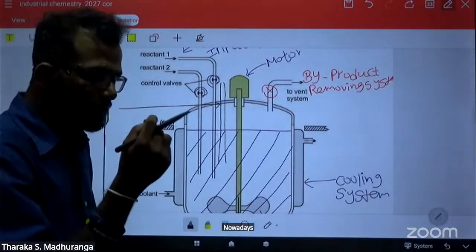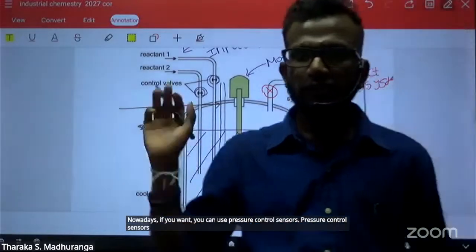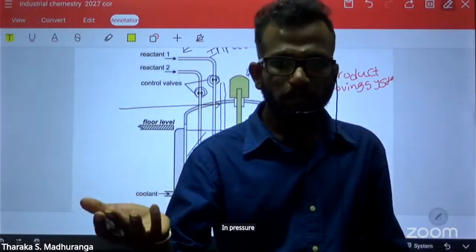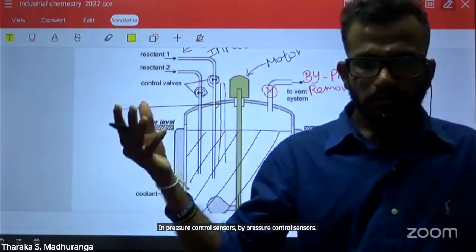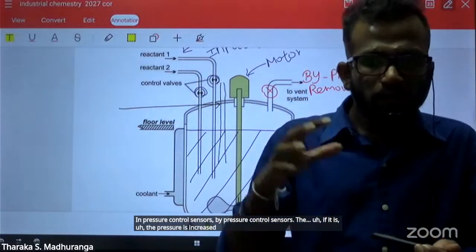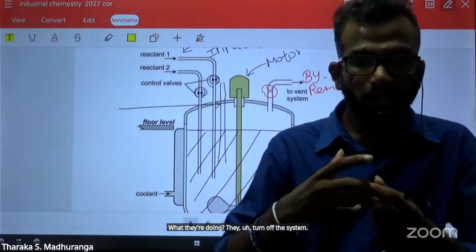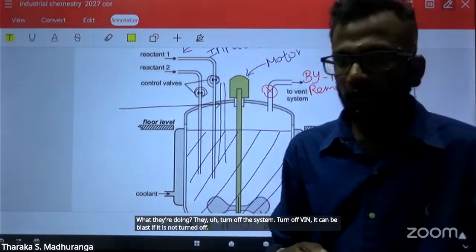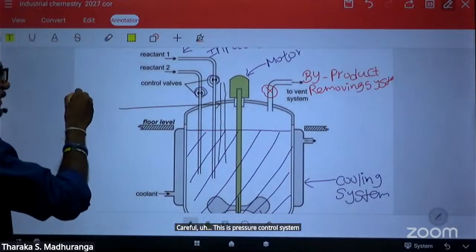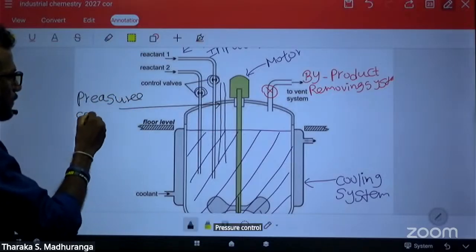Nowadays, if you want, you can use pressure control sensors, more than this manual method. With pressure control sensors, if the pressure increases beyond the required level, they turn off the system. Turning off matters because it can blast if it is not turned off. Therefore, we also have to maintain this pressure control system.